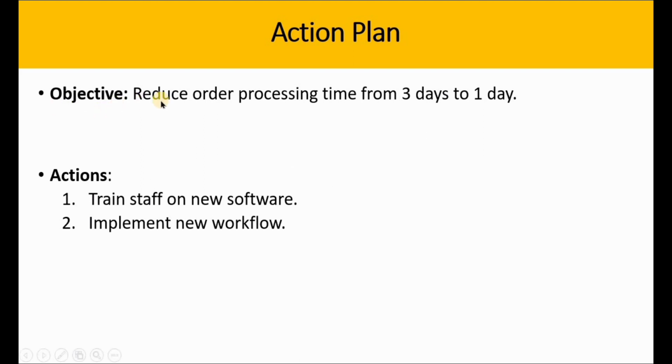Objective. In objective, the aim is defined, and here the aim for the company is to reduce order processing time from 3 days to 1 day. Actions. List down the steps needed. For example, to reduce processing time, the company should perform the following actions: train staff and implement new workflow.